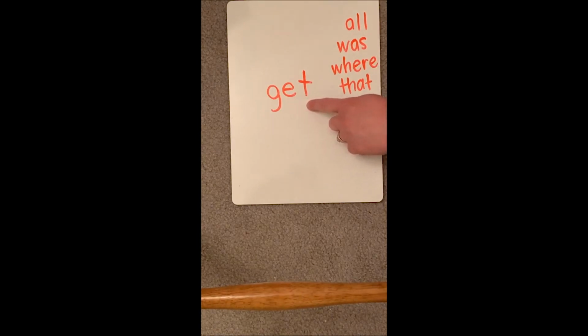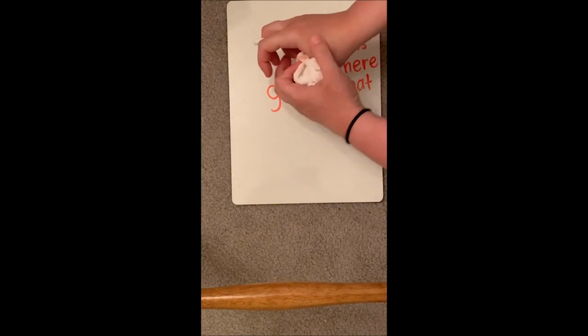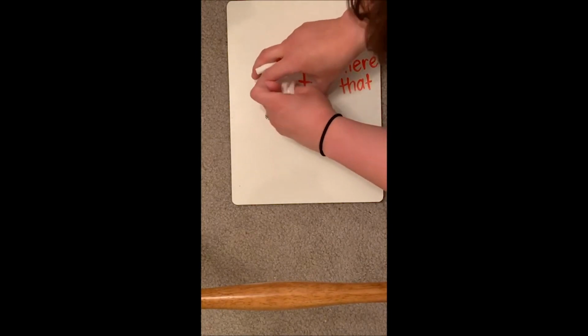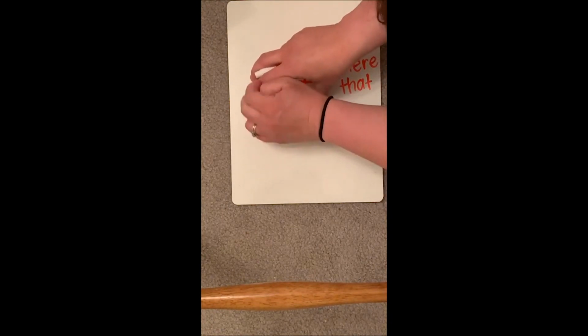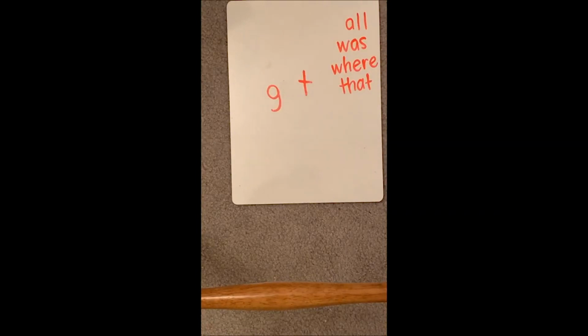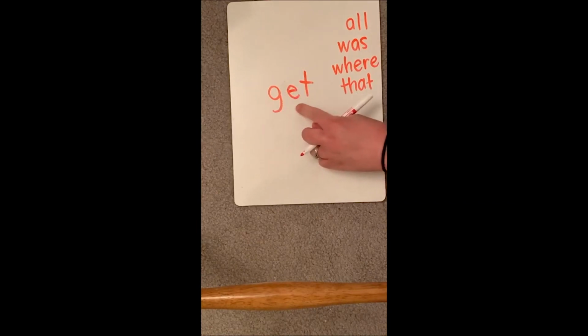Get. All right. Close your eyes. No peeking. All right. Open them. Which letter did I erase? E, you're right. Great job. E. Get.